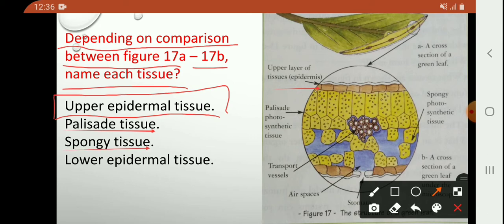Spongy tissue allows carbon dioxide to enter during photosynthesis. Spongy tissue هي هيدي spongy tissue, allows the carbon dioxide CO2 to enter during photosynthesis. Lower epidermal tissue protects against water loss. هدول البراون structure هن اللي بيحموا البلانت من نقص بالمي.